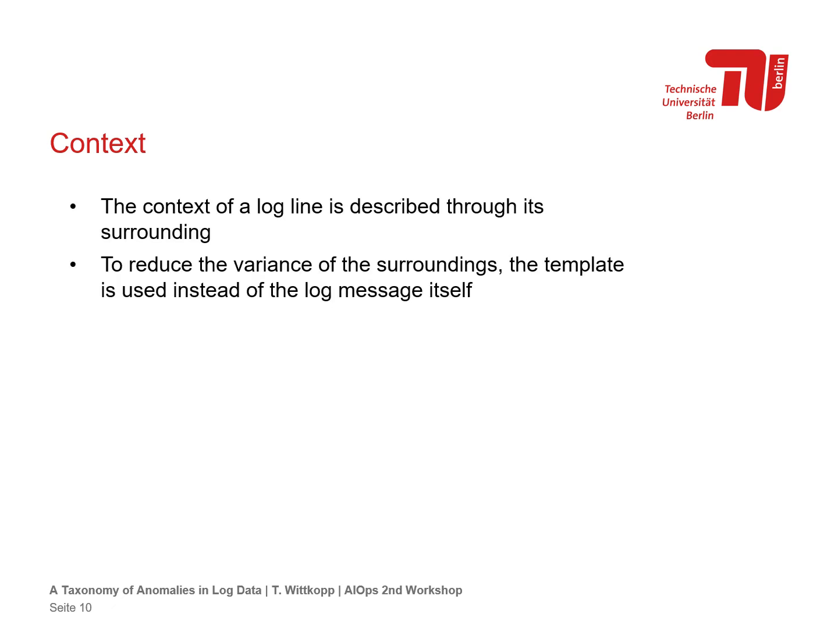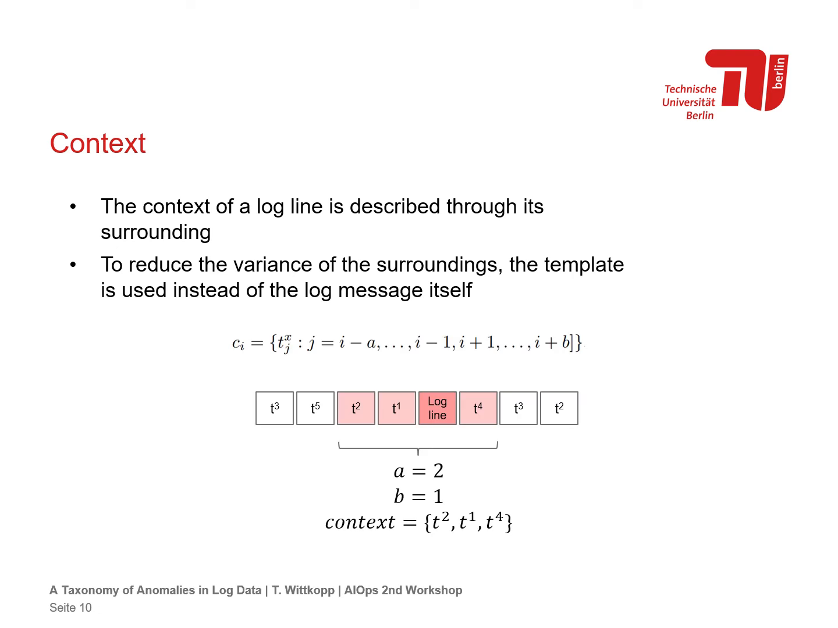Next, we need to define the term context in the context of log data. The context of a log line consists of the templates around it. We use the template instead of the log message to have less noise. Formally, the context is described by the following equation. The example below shows the context for a log line with parameter a is 2 and b is 1. So the context is built from 2 log lines from the past and 1 log line from the future. The context itself then consists of 3 templates of exactly these log lines.